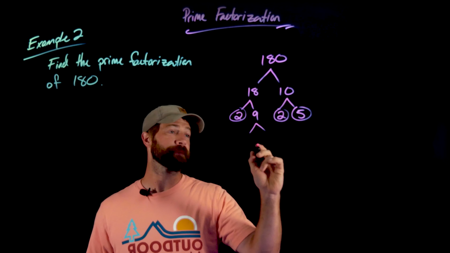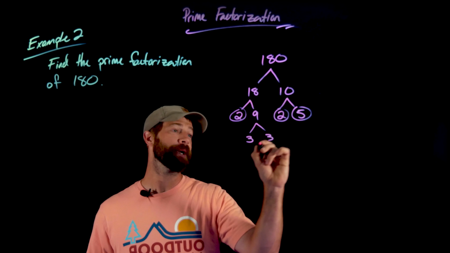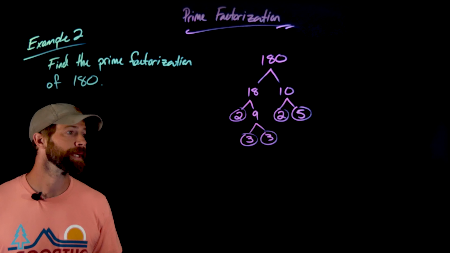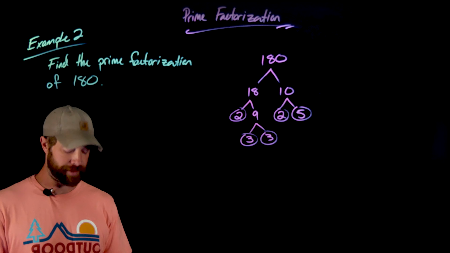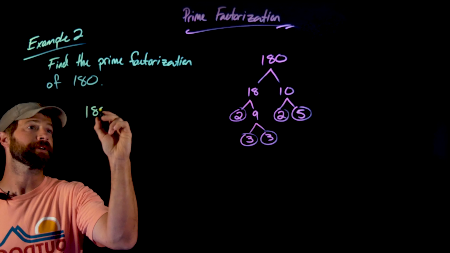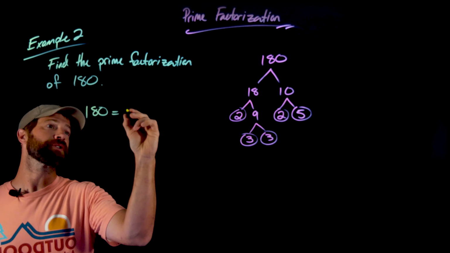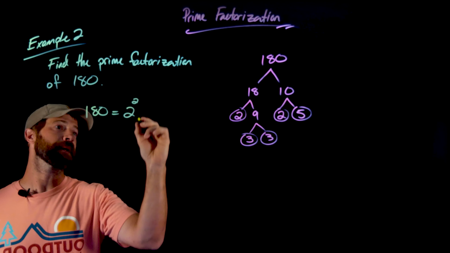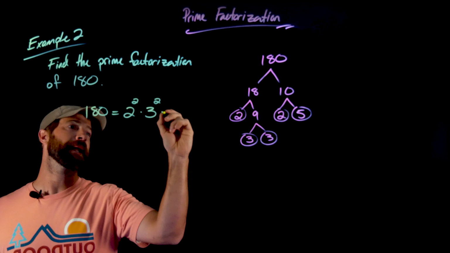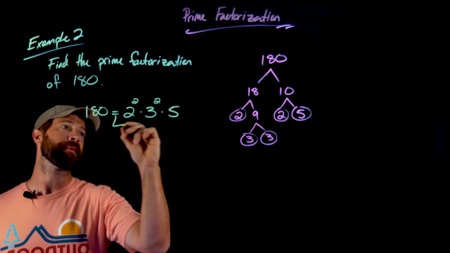And my dear old friend 9 here can break into 3 times 3, both of which are prime numbers. And with all of that work right there, I've quickly found my prime factorization of 180, which is 2 times 2, or 2 squared, 3 times 3, or 3 squared, and then a 5.